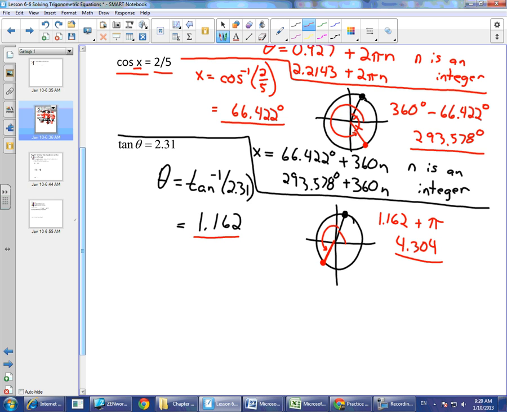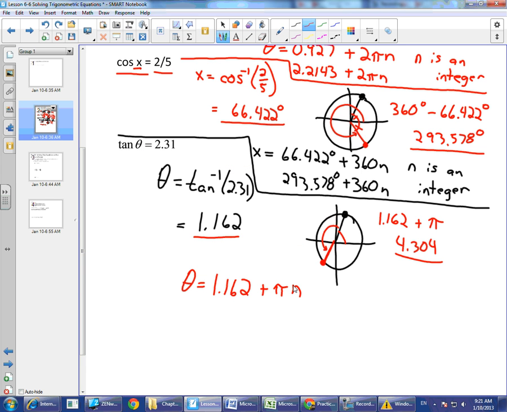Now finally, to get my general solution, I'm going to say theta equals 1.162. Now again, I'm going to add on the period. The thing that's different about tangent is the period isn't 2 pi, it's pi. So I'm going to add on pi n. Now the one thing that's kind of nice about tangent is if you notice my two solutions between 0 and 2 pi are exactly pi apart.